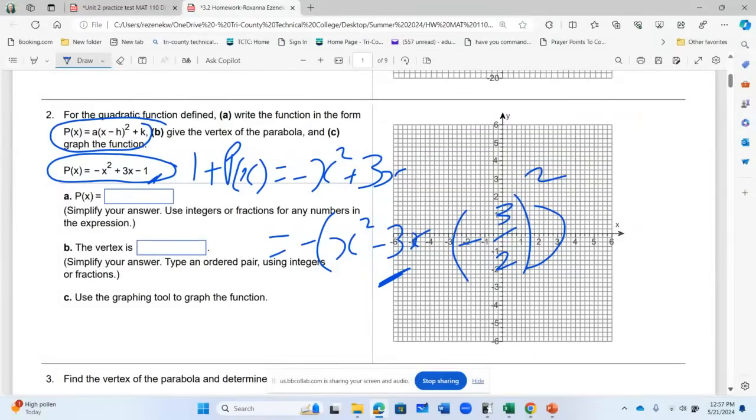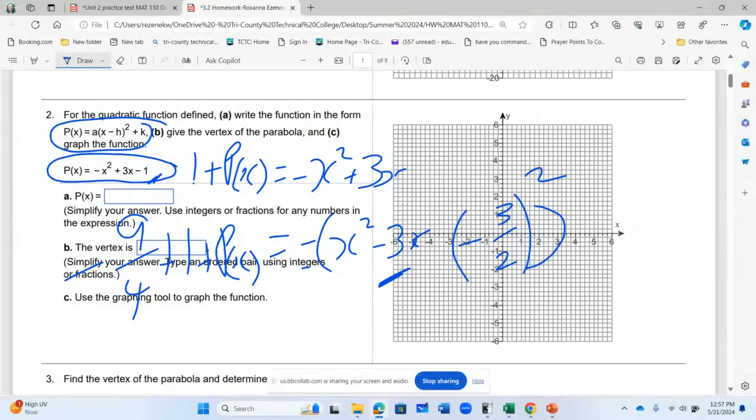Whatever I do to the right-hand side, I will do to the left-hand side. I want you to know that I took the negative outside. So I'm going to square this, and that is actually 9 over 4. So I'm going to write 9 over 4 here. But remember, because of the negative here, I'll put negative 9 over 4, plus the 1 that is already here, plus p of x.